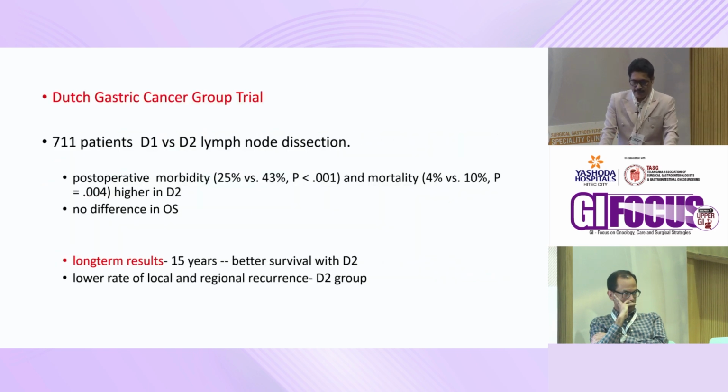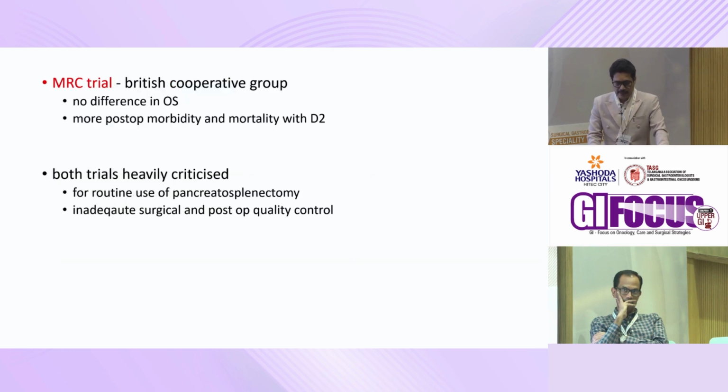We look at a little bit of evidence. The Dutch gastric cancer group trial studied D1 versus D2. There was no difference in the overall survival, but definitely the postoperative morbidity was slightly higher. The long-term 15-year results show that D2 is better when it comes to the overall survival for these patients. So in the MRC trial, the British trial, no difference in the overall survival, more postoperative morbidity and mortality with D2 and D2 plus. Both the trials have criticized the routine use of pancreaticosplenectomy. Inadequate surgical and post-op quality controls will be there.